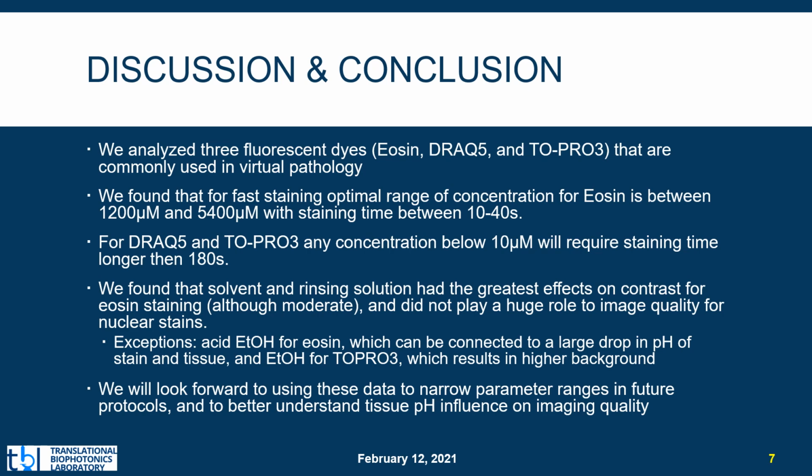We found that solvent and rinsing solution had no great effects on contrast for Eosin staining, although moderate, and did not play a huge role in image quality for nuclear stains. Exceptions: acid ethanol for Eosin, which can be connected to a large drop in pH of stain and tissue, and ethanol for TO-PRO-3, which results in higher background. We look forward to using this data to narrow parameter ranges in future protocols and to better understand tissue pH influence on image quality.